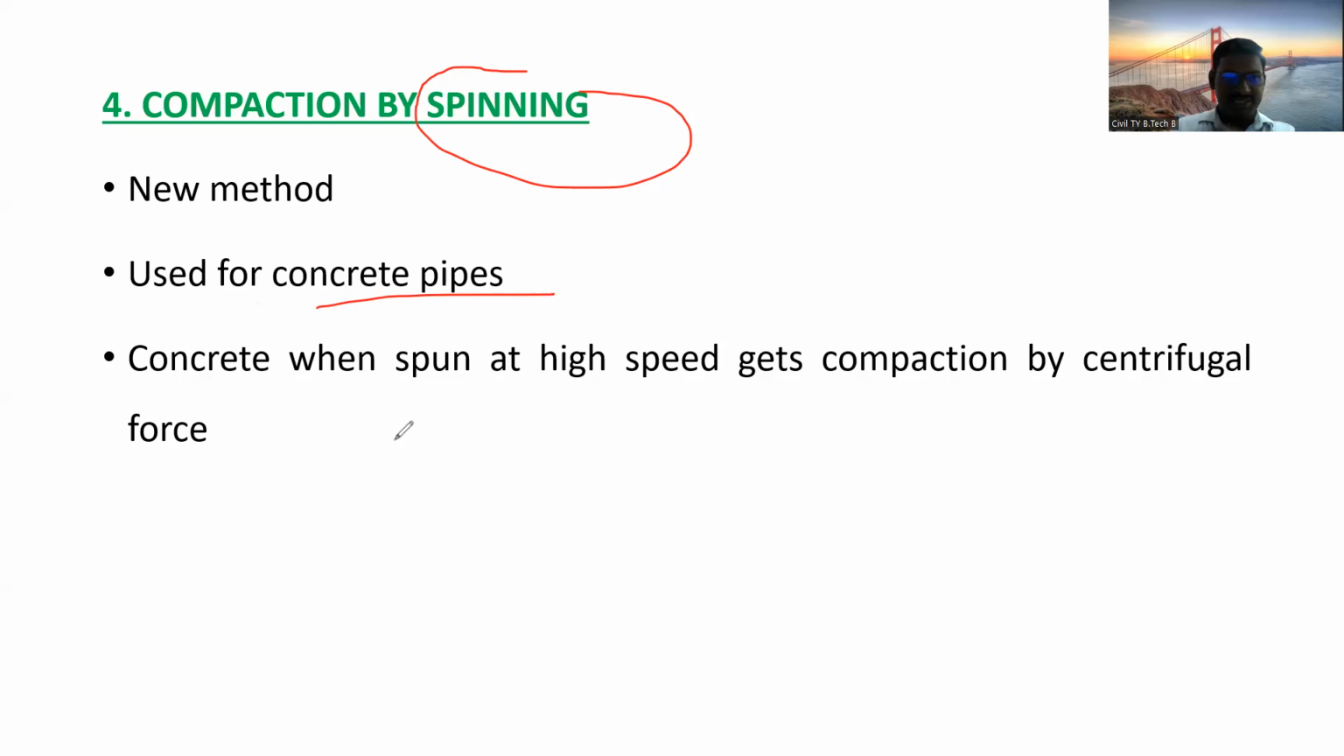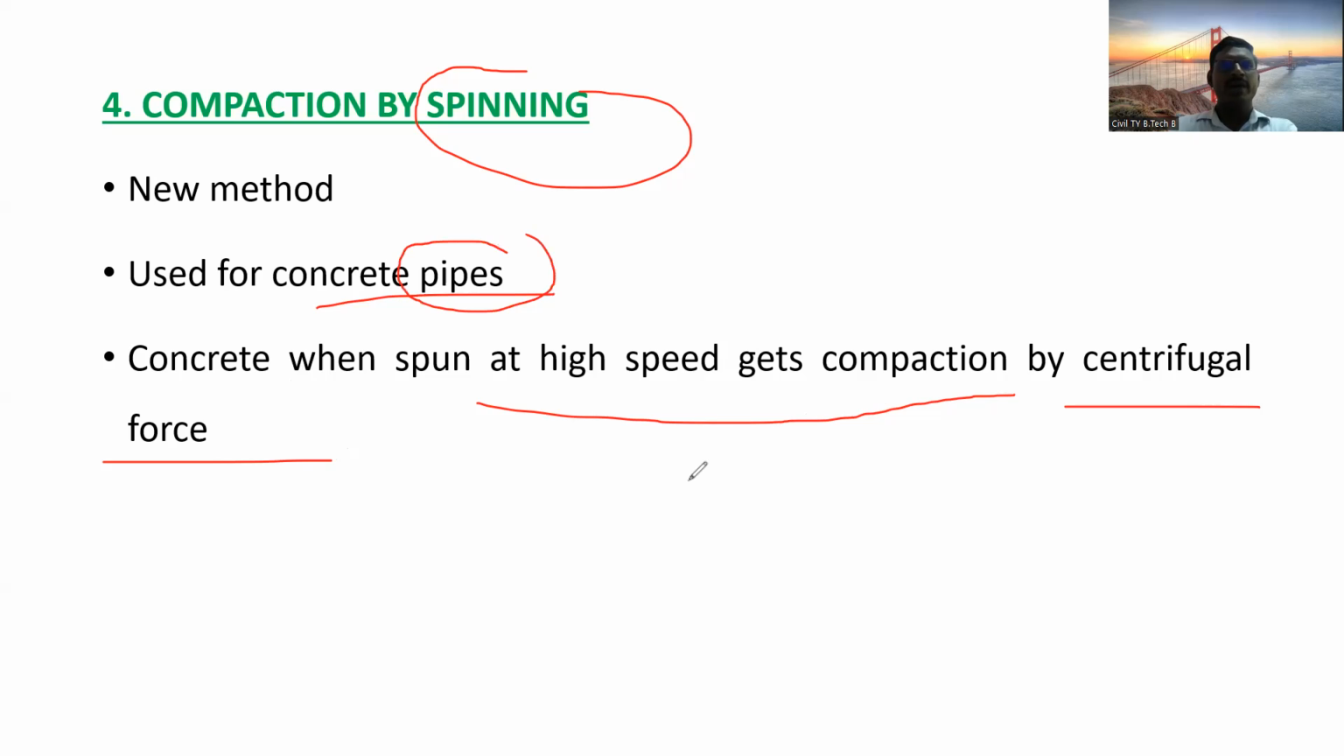When the concrete is spun at high speed, it gets compacted by centrifugal force. Centrifugal force is acting on the component, that is, the pipe. If we take the example of a pipe, in the spinning process centrifugal force is applied on this particular component, and at the high speed the component gets compacted. So this is the compaction by spinning, and we can use this method for the compaction of pipes also.